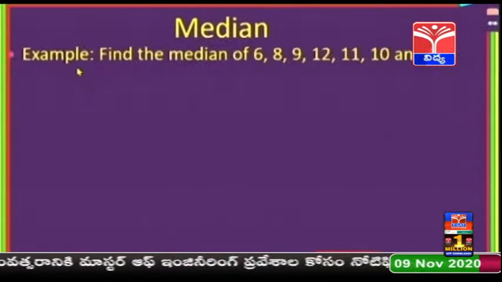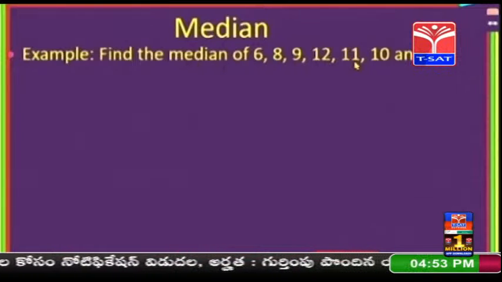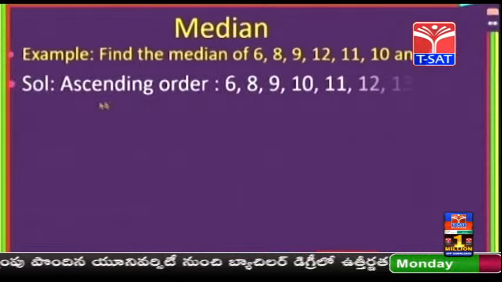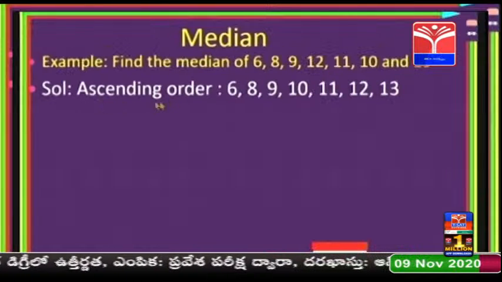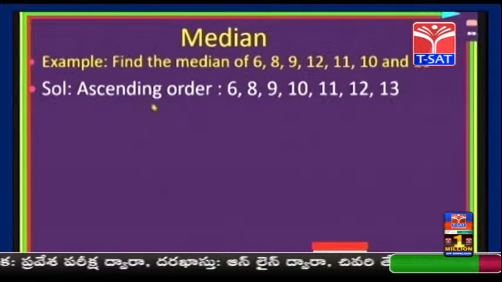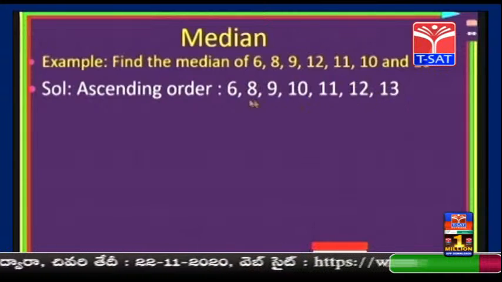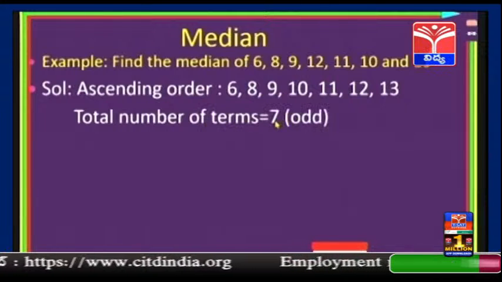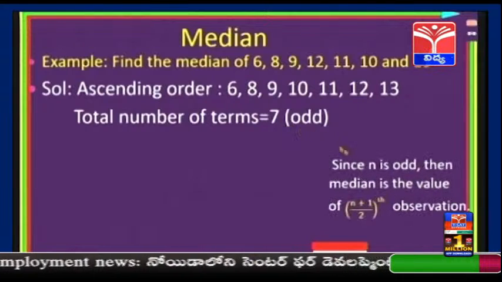If we take one example, find the median of 6, 8, 9, 12, 11, 10 and 13. First, we have to arrange the given data either in ascending or descending order. Here I have arranged the data in ascending order. So, this is the ascending order. How many terms are there? There are 7 terms. Here 7 is odd. If it is an odd number of terms, what do we have to do?